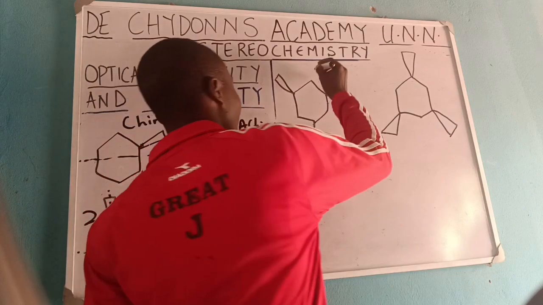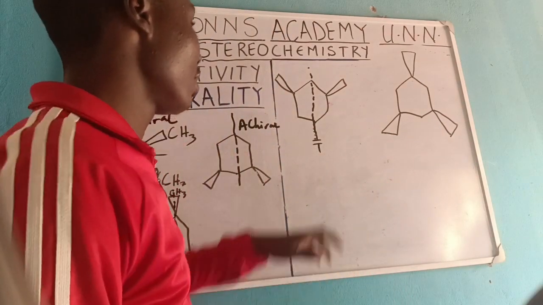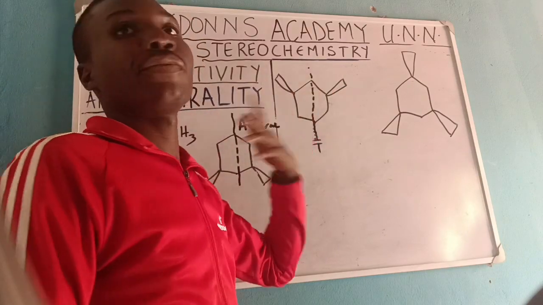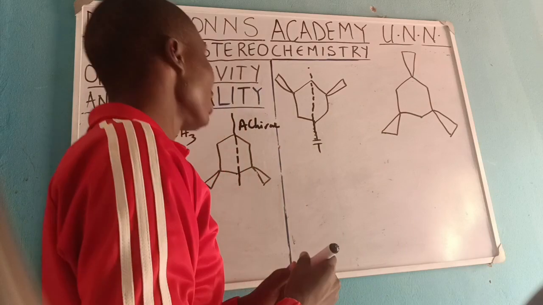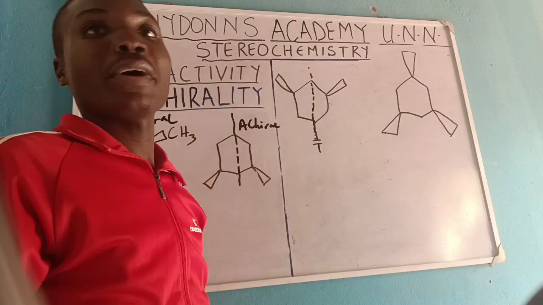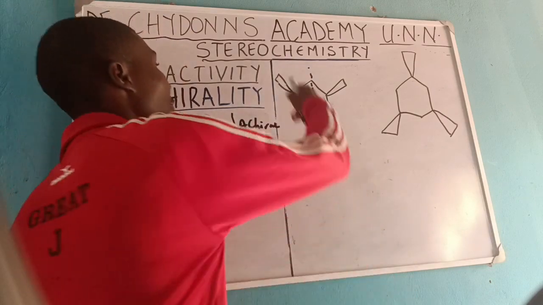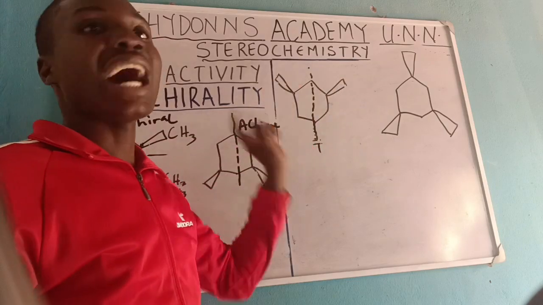So how about this one? We have a plane of symmetry here because this is going backwards and these two are coming forward, so they are mirror images of each other. Now you cannot have a plane of symmetry this way. The reason is because this is a wedge bond coming forward and this is a hash bond going backwards, so they are not mirror images of each other. And if you go this way, these two are not mirror images of each other, but these two that are coming forward are mirror images of each other.